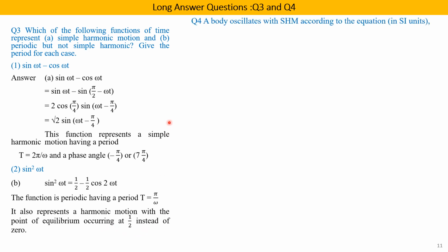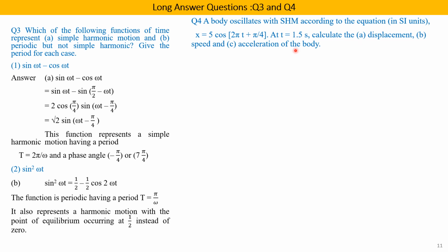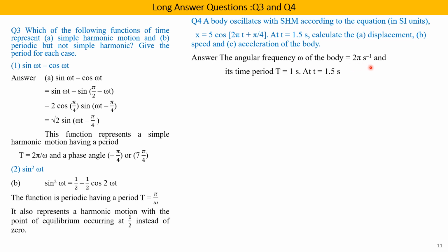Question number 4. A body oscillates with SHM according to the equation x is equal to 5 cos of (2 pi t plus pi by 4). At t equal to 1.5 second, calculate the displacement, speed and acceleration of the body. The angular frequency omega equals 2 pi per second and its time period T is equal to 1 second.